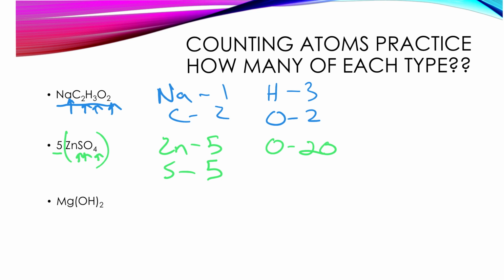Okay, so it's just a little bit different. And then finally, the third example: this 2 kind of follows the mathematical distributive property. So this 2 applies to both the O and the H. When we're looking at this, there's only one Mg because that 2 doesn't apply to it, but there are 2 oxygens and 2 hydrogens. So you want to pay attention to the subscript and treat everything on the inside of those parentheses like that.